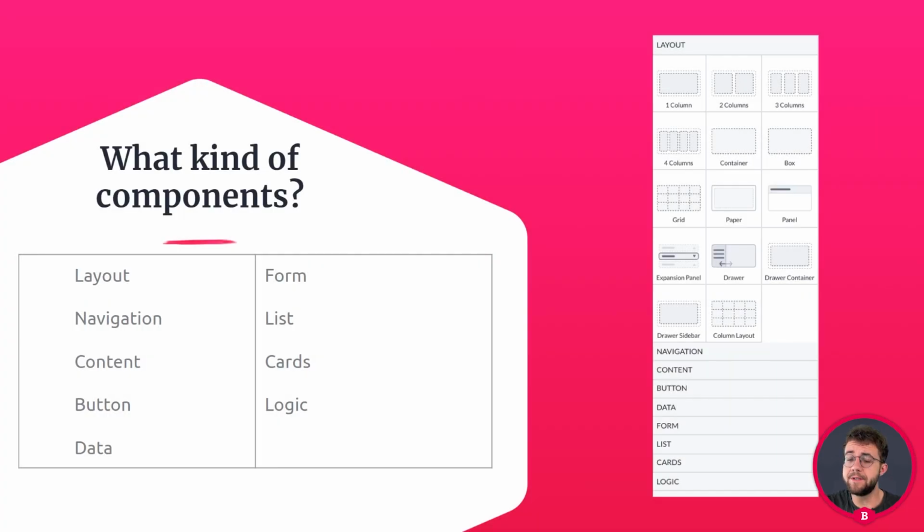And to do this, we can use a lot of components and component groups. The component groups we can use to make our pages functional and ready to use for our application users are the layout, navigation, content, button, data, form, list, cards, and logic components. Each category's name describes its role and function in a page. So for example, a form component contains all components that you can use in a form, while logic components determine how and why other components will be shown or utilized.